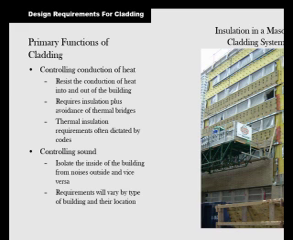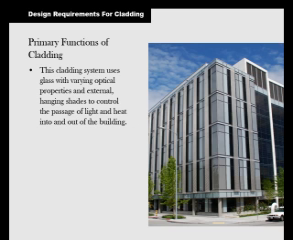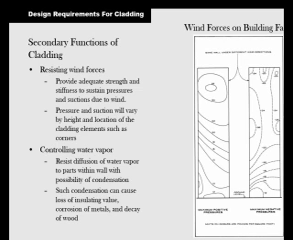It also needs to control sound. If you're in a quiet office, you don't want to hear the sirens and all the messy traffic down below. So insulation helps to control the sound. So this cladding they're showing in this picture has optical properties and external hanging shades, it looks like. It controls the passage of light and heat into and out of the building. It has mechanical things that they can control, depending on where the sun is in that part of the day.